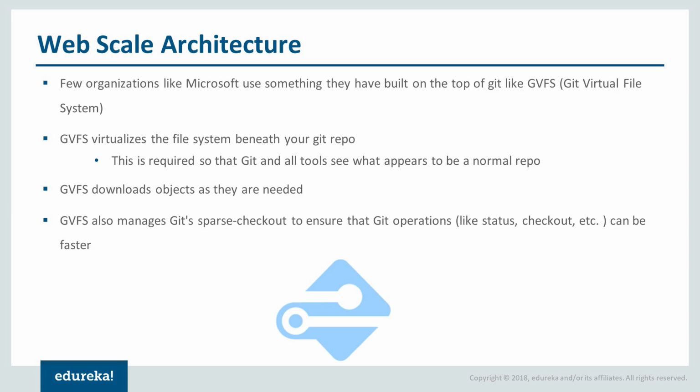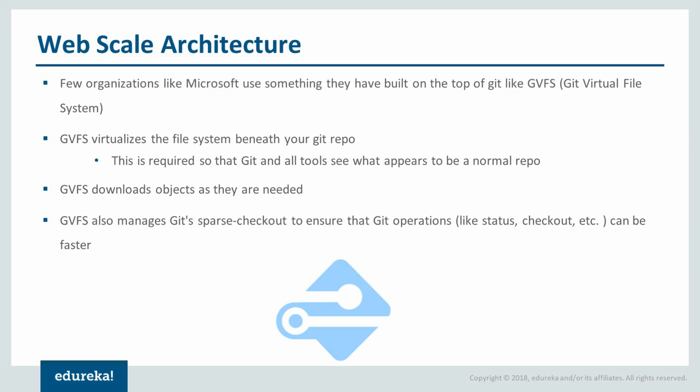Now a few organizations, for example Microsoft, have built on top of Git, like GVFS. GVFS, the Git Virtual File System, is an open source system that enables Git to operate at enterprise scale. It makes using and managing massive Git repositories possible. If you remember, this is one of the disadvantages we mentioned. GVFS virtualizes the file system beneath your Git repository so that Git tools see what appears to be a normal repository, when in fact the files are not actually present on the disk.